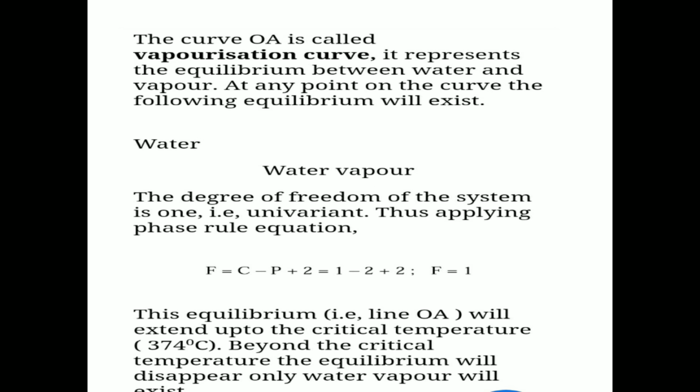The equilibrium line OA will extend up to the critical temperature, 374 degrees Celsius. Beyond the critical temperature, the equilibrium will disappear, and only the water vapor will exist. Next, we see about the OB curve. This is the OB curve. The OB curve is the sublimation curve.